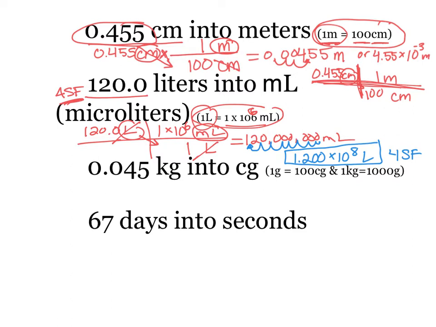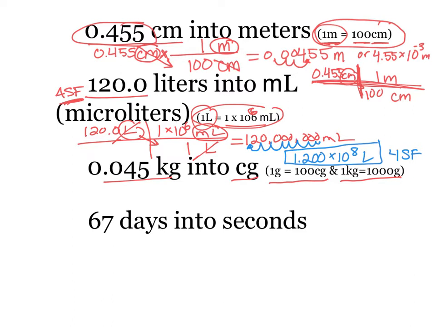All right, for the next problem, we're asked to convert 0.045 kilograms into centigrams. So you could possibly Google one conversion factor to go from kilograms to centigrams, or you could possibly know that in 1 kilogram there's 1,000 grams, and in 1 gram there's 100 centigrams. So sometimes it might require you to do 2 conversion factors. So that's what we're going to do in this case.